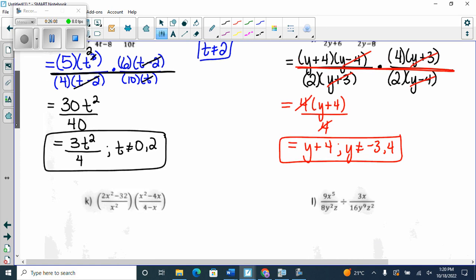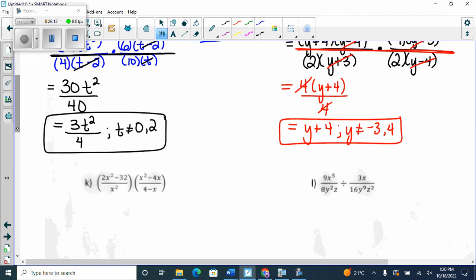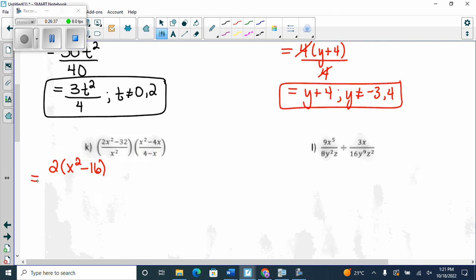K is one of the hardest ones I can give you in 30-2. So for K, the top left I can take out a 2, but when you take out the 2, you're left with x squared minus 16, and what is x squared minus 16? It's the difference of squares, right? X plus 4, x minus 4. So I'll do that in a separate step.